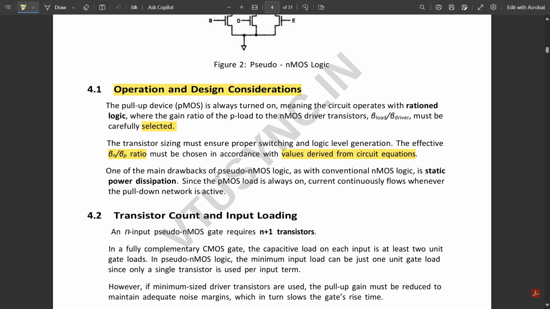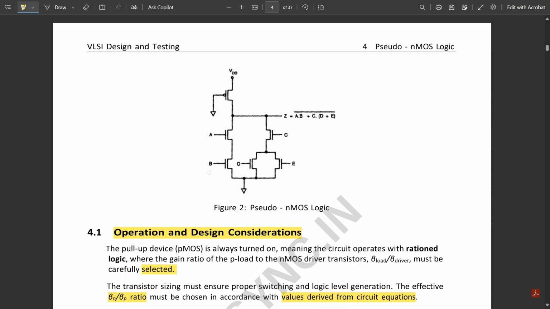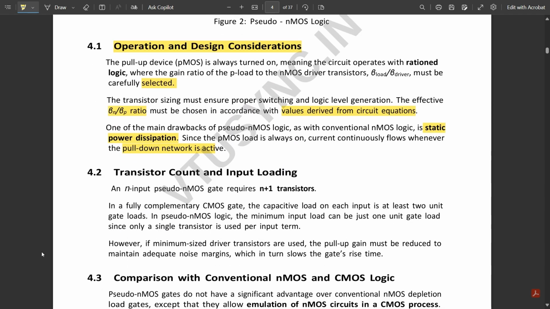One of the main drawbacks of this pseudo NMOS logic is, as with conventional NMOS logic, static power dissipation. Okay, so this is one drawback. Since the PMOS load is always on, current continuously flows whenever the pull down network is active. Whenever this pull down network is active, the current would be flowing continuously because the PMOS is on. So that's one drawback you need to be knowing.